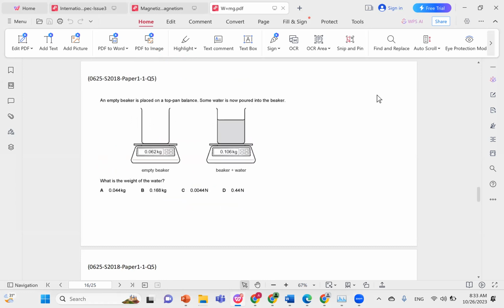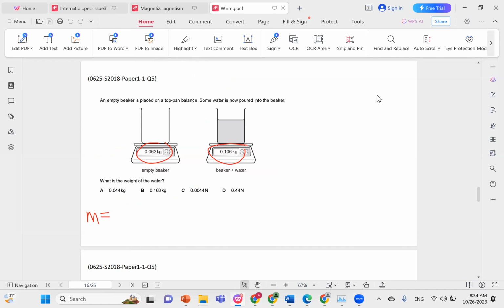Moving on, an empty beaker is placed on a top pan balance. Some water is now poured into the beaker. What is the weight of the water? So first we need to get the mass of the water, and the mass is the difference between the two masses before and after adding the water. So we're going to subtract.